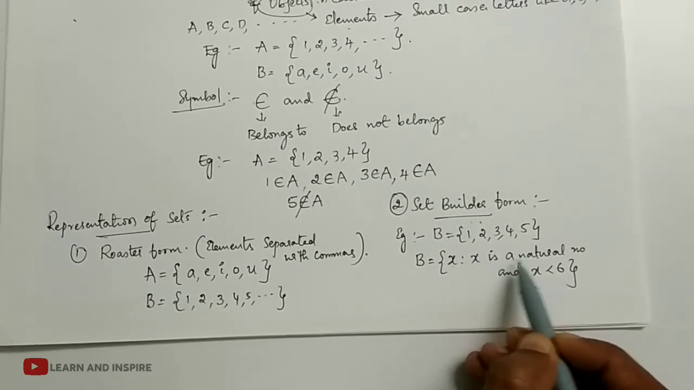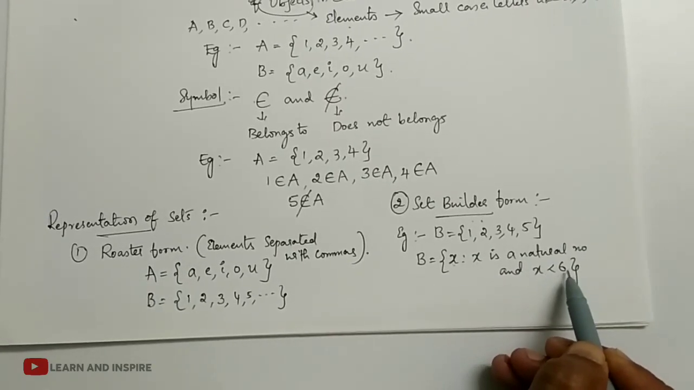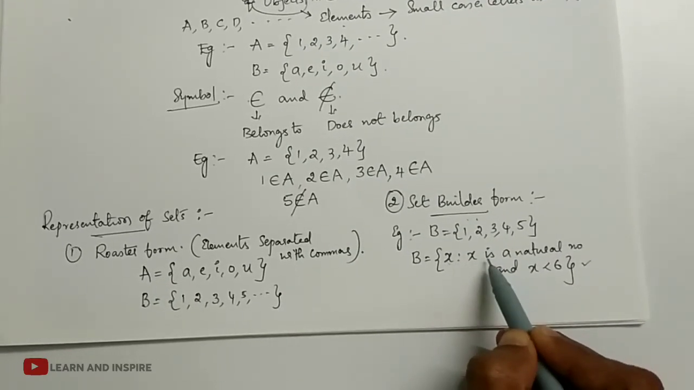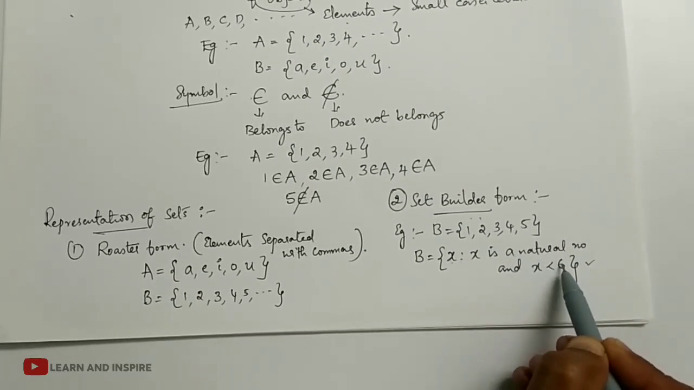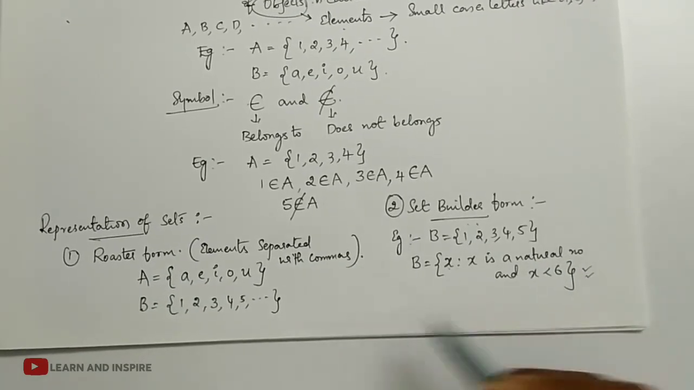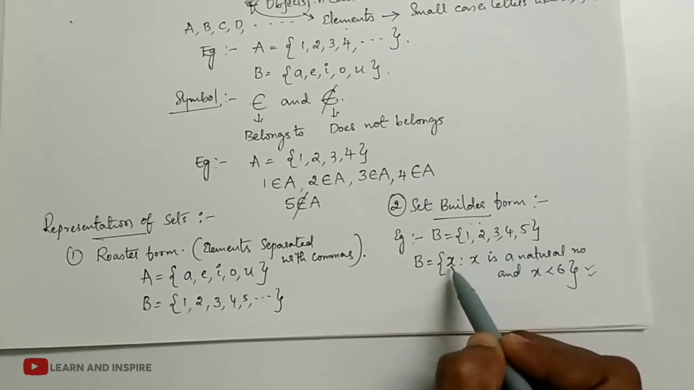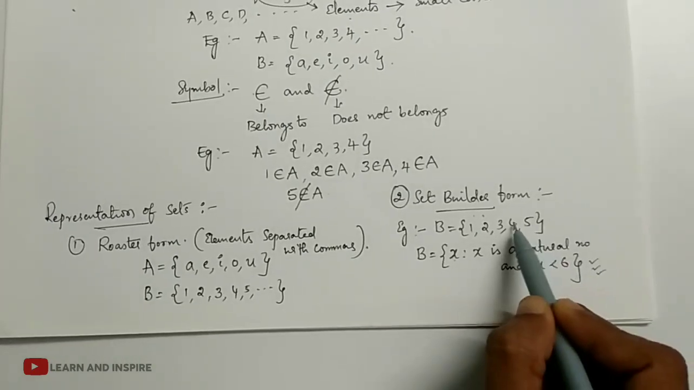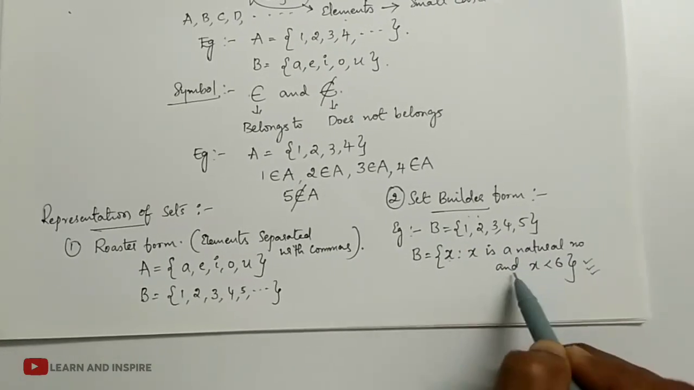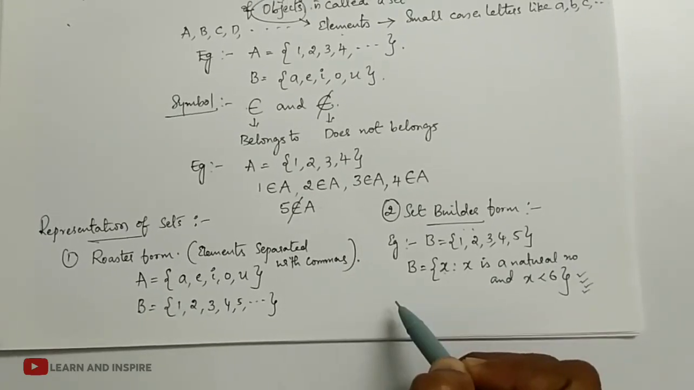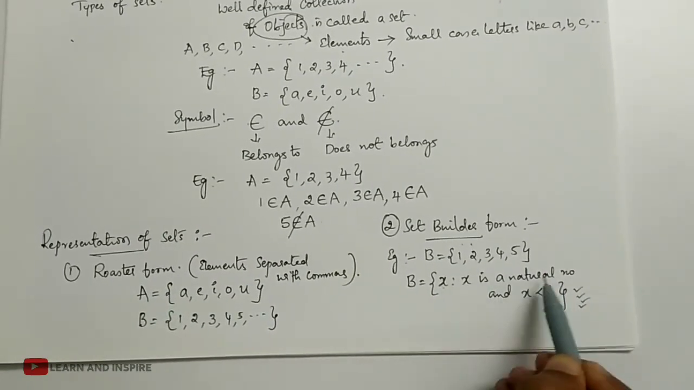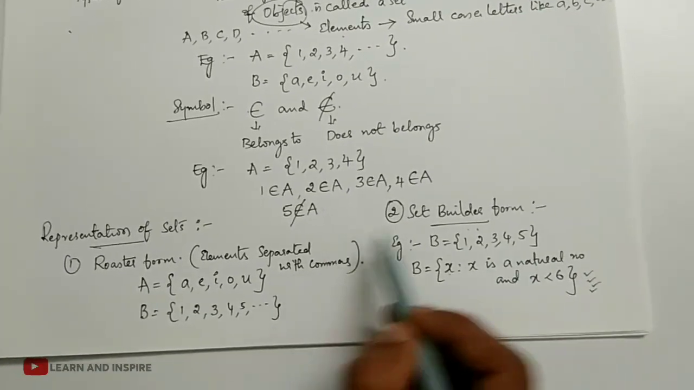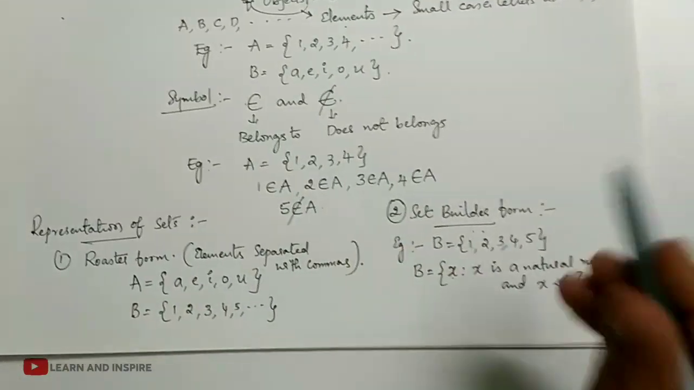Okay. So x is nothing but 1. 1 such that 1 is a natural number and 1 is less than 6. Does it satisfy? Yes. Now 2 such that 2 is a natural number and 2 is less than 6. Does it satisfy? Yes. And the third one, 3 is a natural number and 3 is less than 6. Yes. Next, 4, and next, 5, both natural numbers less than 6. Understood this property?